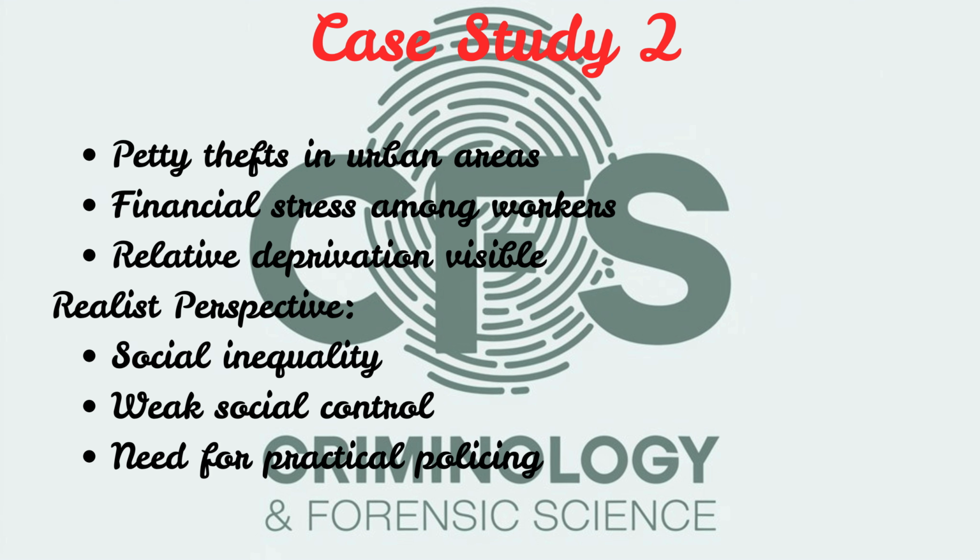From a right realist viewpoint, such crimes indicate weak social control and the need for stronger policing and deterrence. Again, realist criminology focuses on the real victims who are often ordinary people and suggests practical measures like better surveillance, policing, and community based intervention.